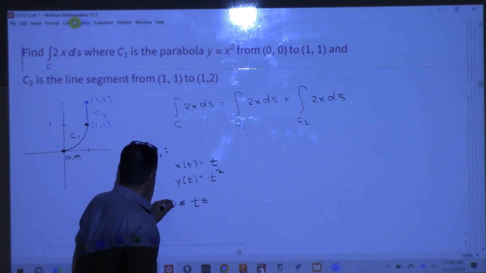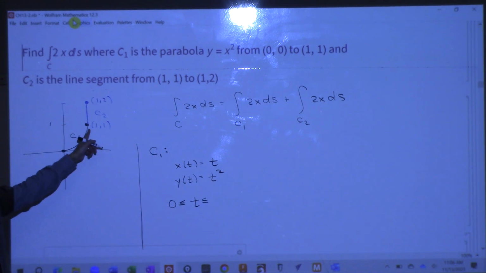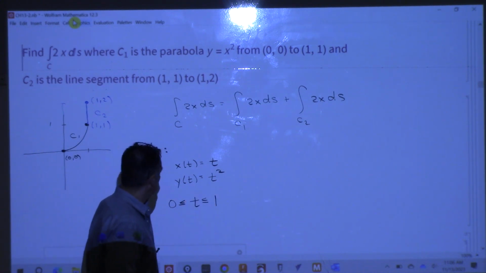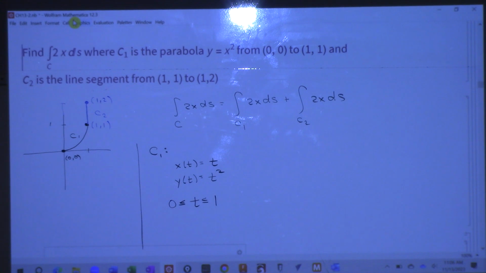And then where will it end? Well, I need to end at 1, 1, right? So 1, 1. So 1. Okay? That will draw me the curve C1. Questions?